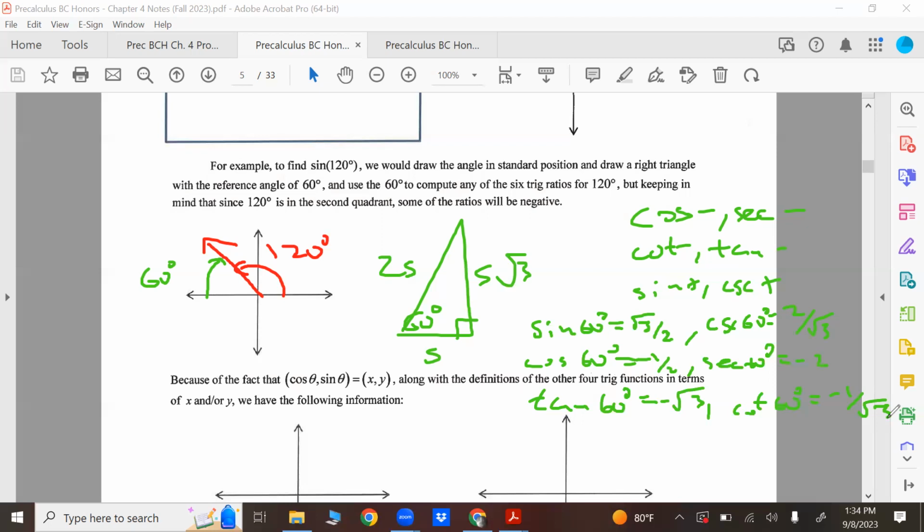So that's one way of thinking of it. If you know the special right triangles, have them memorized, make an adjustment for the quadrant by making some of them positive, some negative. Pretty easy, right? Not hard.